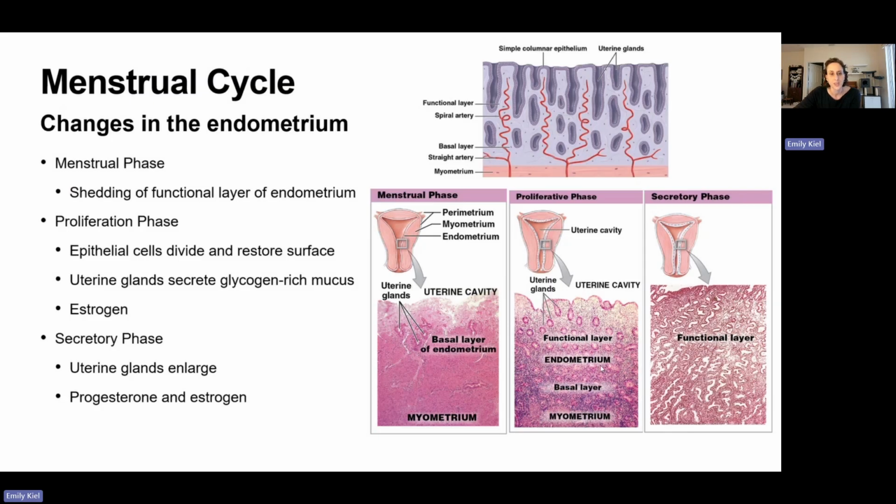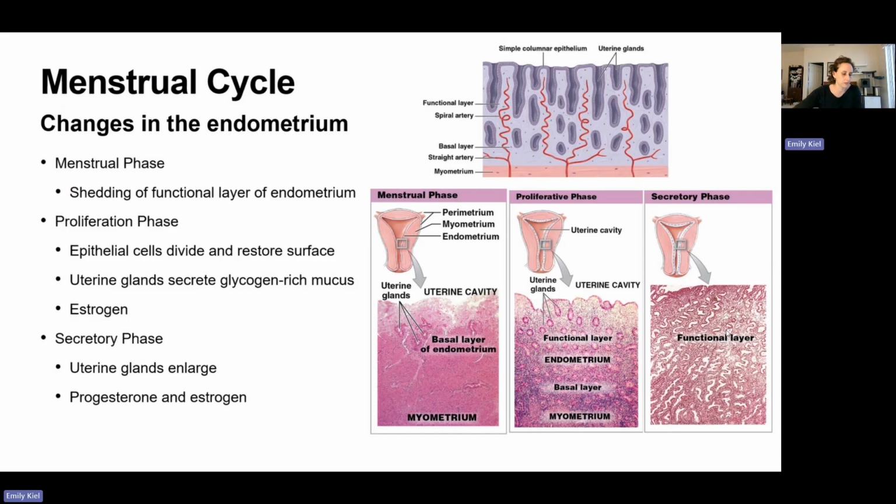And then in the secretory phase, those uterine glands are going to enlarge even more. So we've got this giant functional layer, and we can see even in our cartoon image here how much thicker it is. And this is under the control of both progesterone and estrogen.